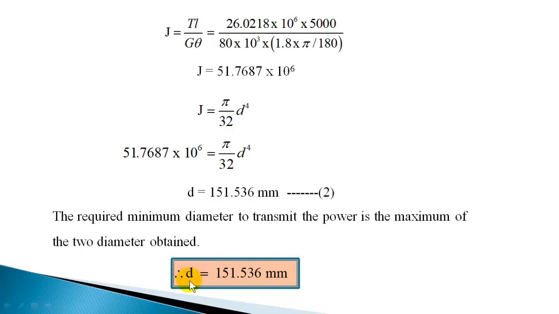The minimum required diameter for transmitting that power is 151.536 mm. If you keep this diameter for the shaft, both constraints will be satisfied. When you use this diameter, the angular twist will be limited to 1.8 degree in 5000 mm length, and the shear stress will be less than 40 megapascal. It will not reach 40 megapascal.